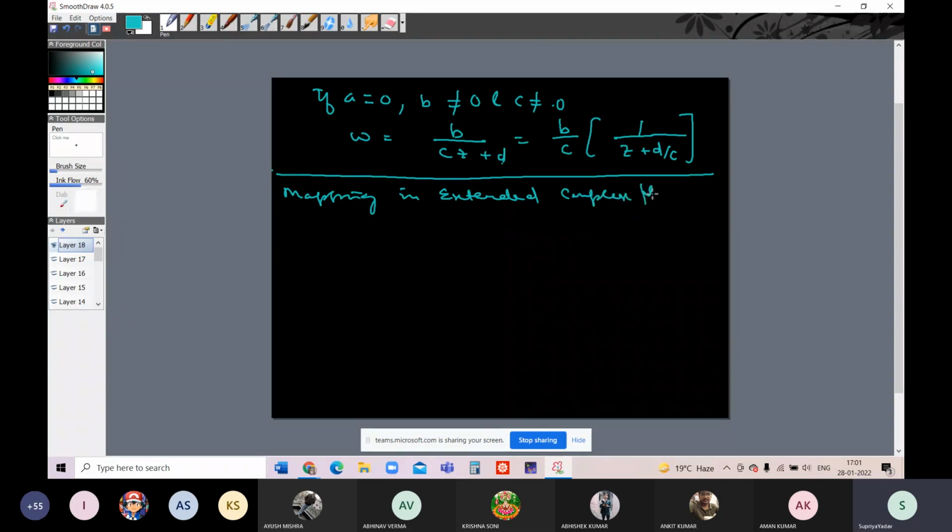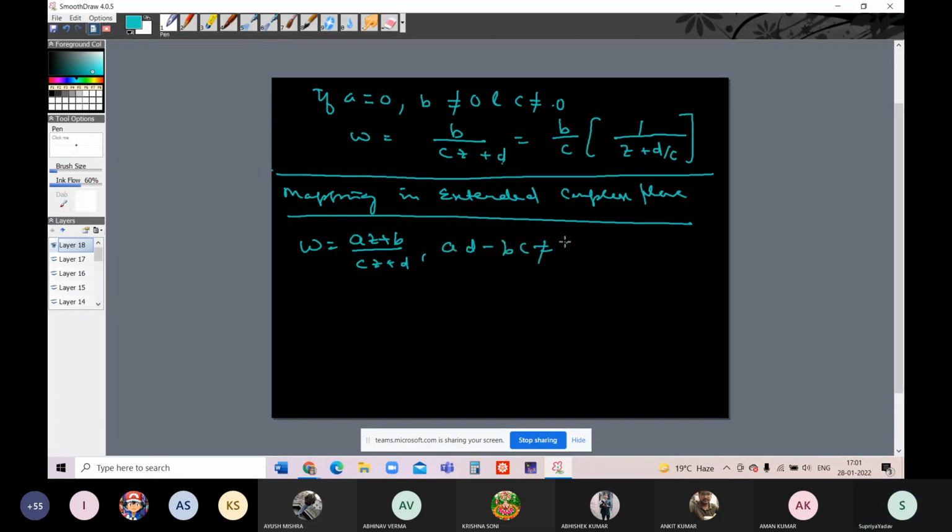Complex plane. Okay, we have a bilinear map W = (AZ + B)/(CZ + D), provided that AD − BC is not equal to 0. It is our bilinear map.